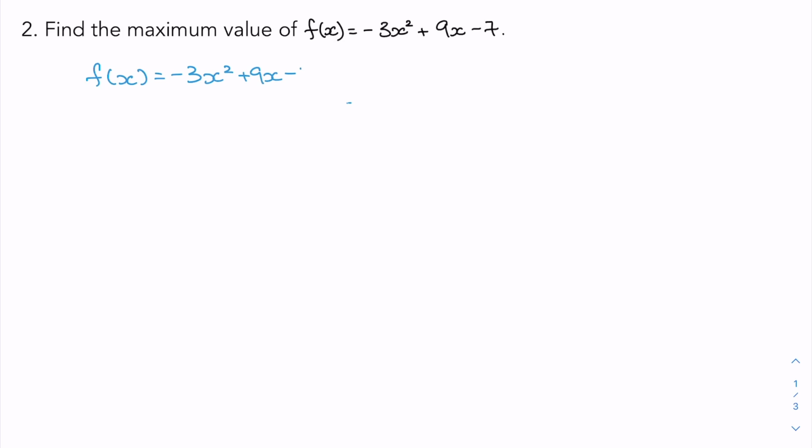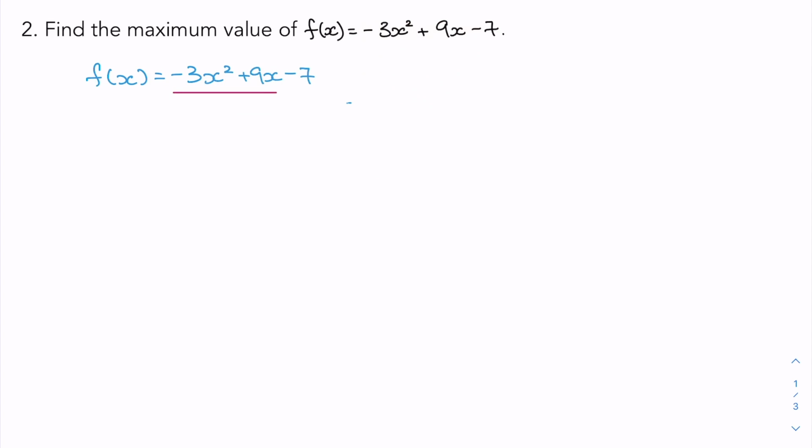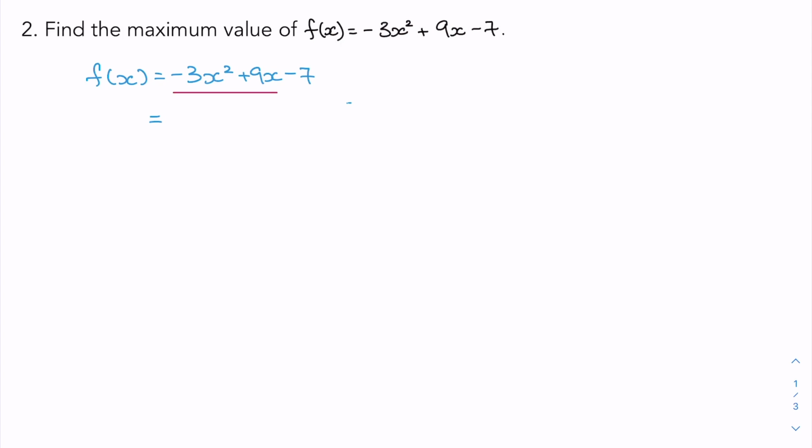Similarly, we will be changing negative 3x squared plus 9x. The difference in this case is that we will factorize out the coefficient of x squared first, which is negative 3. Yet again, we leave the negative 7 as it is.